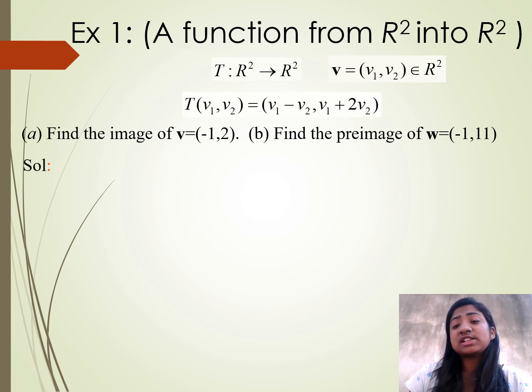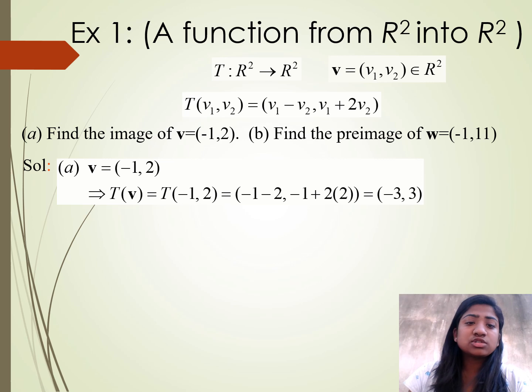One example is a function from R square into R square. T mapping R square to R square, v equals v1 comma v2 that belongs to R square. T of v1 comma v2 equals v1 minus v2 comma v1 plus 2v2. Find the image of v equals minus 1 comma 2 and find the pre-image of w equals minus 1 comma 11.